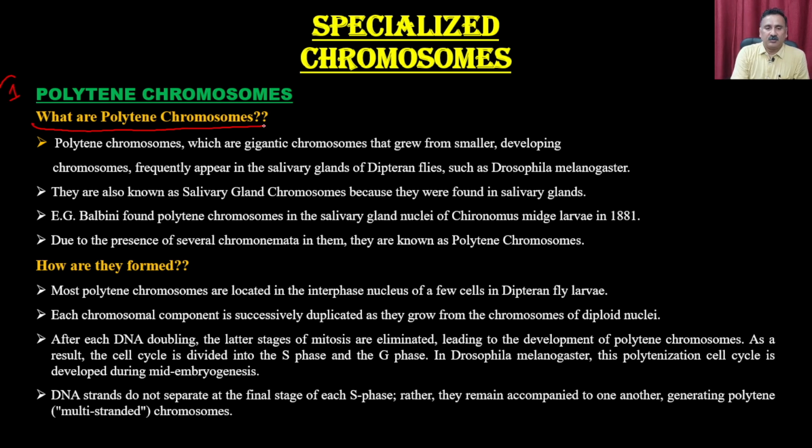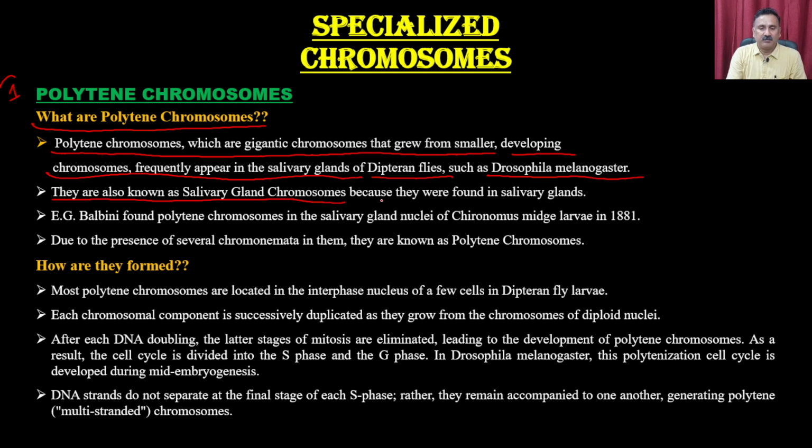So what are Polytene chromosomes? Polytene chromosomes are gigantic chromosomes that grew from smaller developing chromosomes, and frequently appear in the salivary glands of Dipteran flies such as Drosophila melanogaster. They are also known as salivary gland chromosomes because they were found in salivary glands. Balbiani found the Polytene chromosome in the salivary gland nuclei of the larva in 1881. Due to the presence of several chromatids in them, they are known as polytene chromosomes.